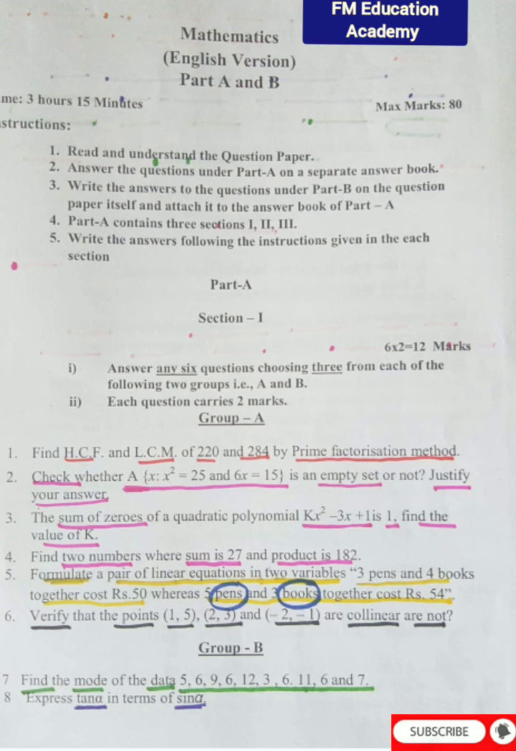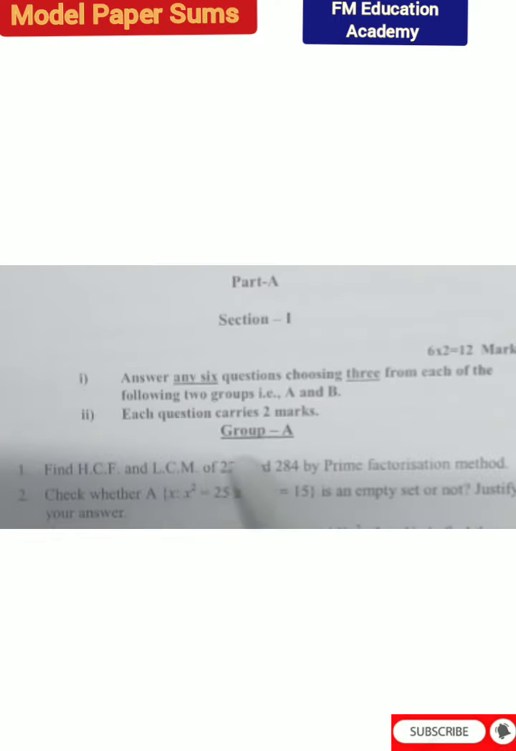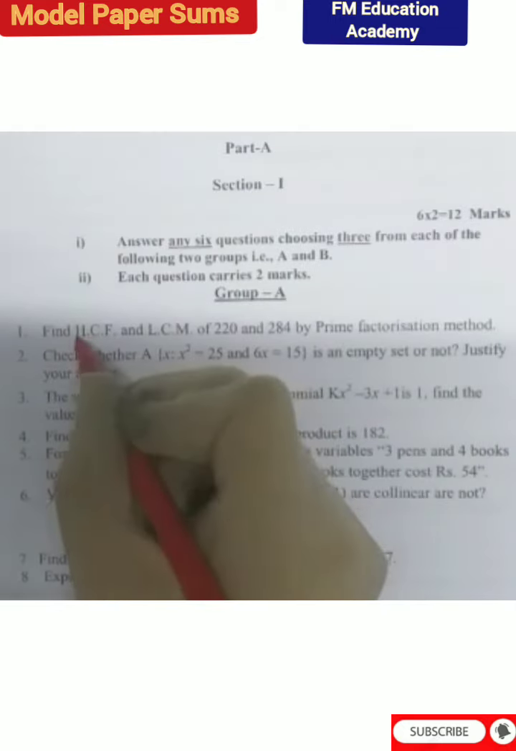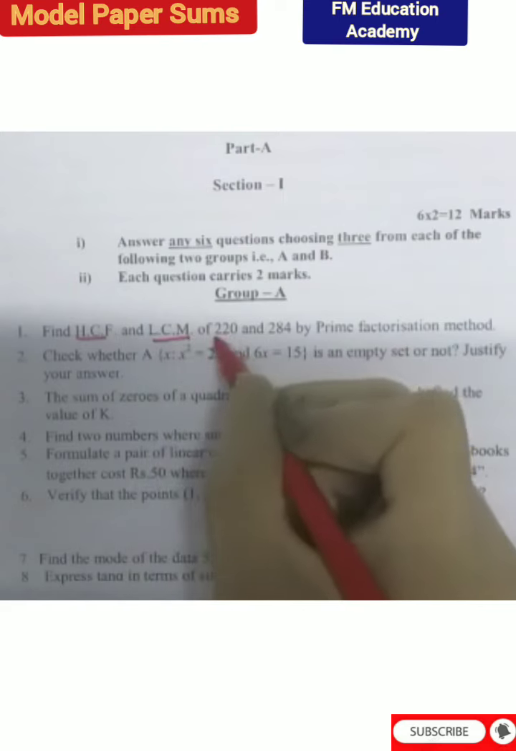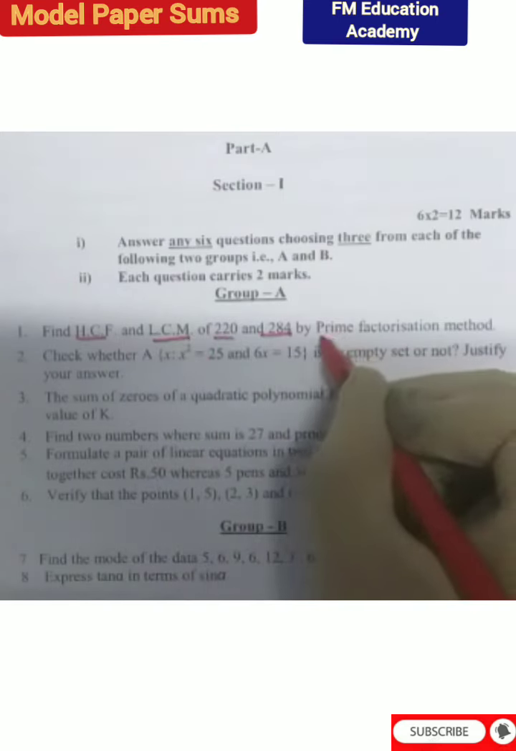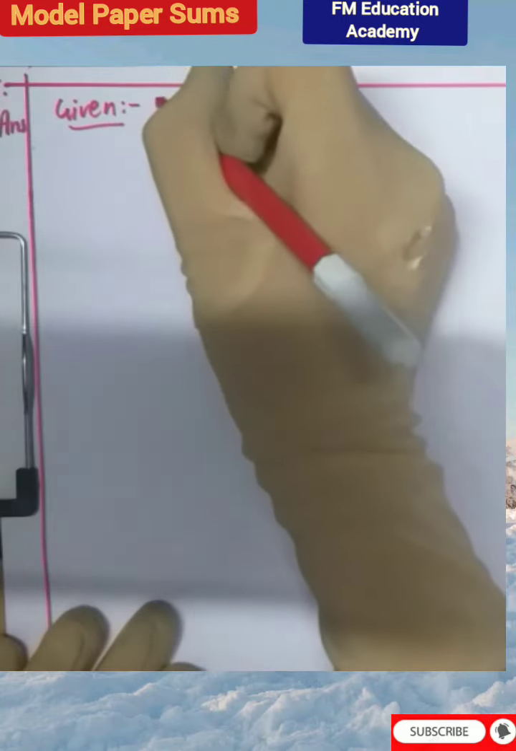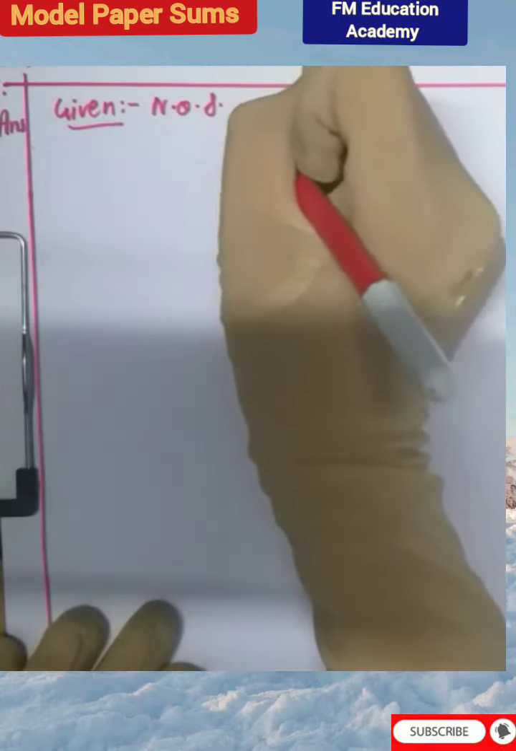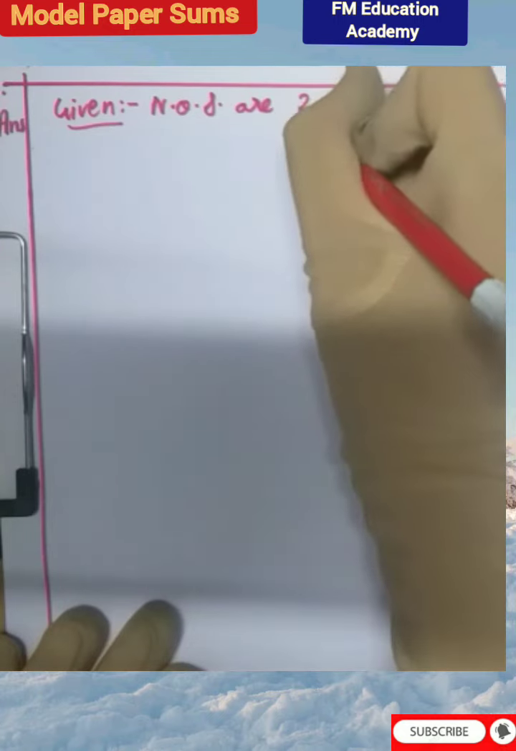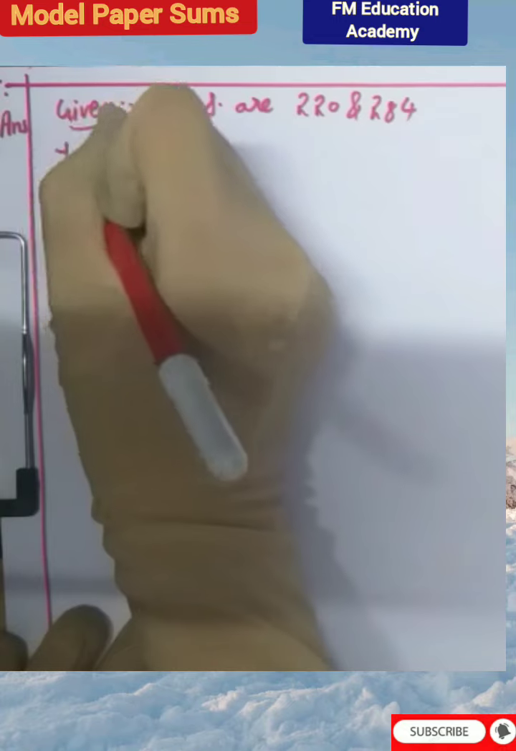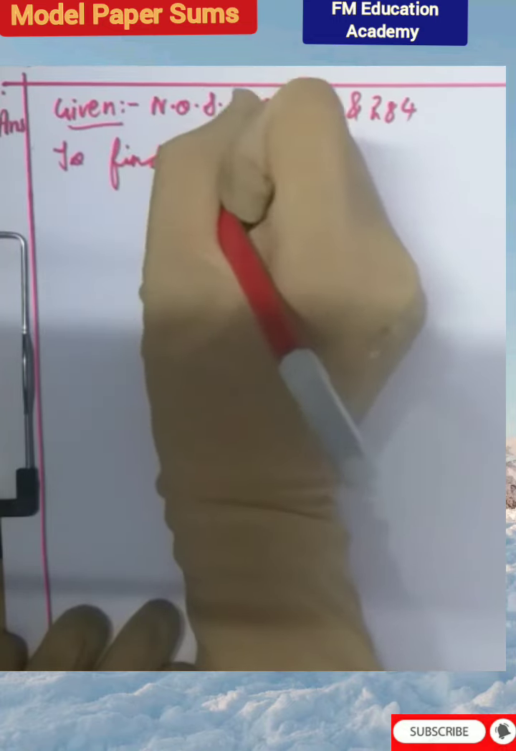In section 1, these are 2 marks questions. So the question is, find HCF and LCM of 220 and 284 by prime factorization method. So here we have to find out 2 things, HCF and LCM. So I'm going to underline them. Of what? Of 220 and 284. By which method? By prime factorization method. So given numbers are 220 and 284. Here I need to find HCF and LCM.